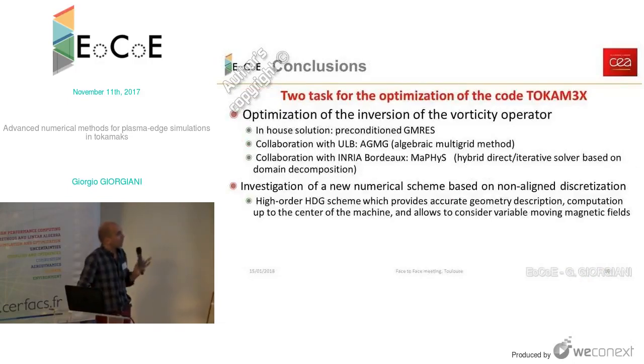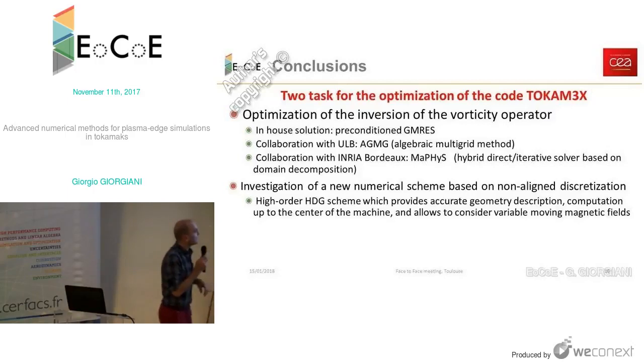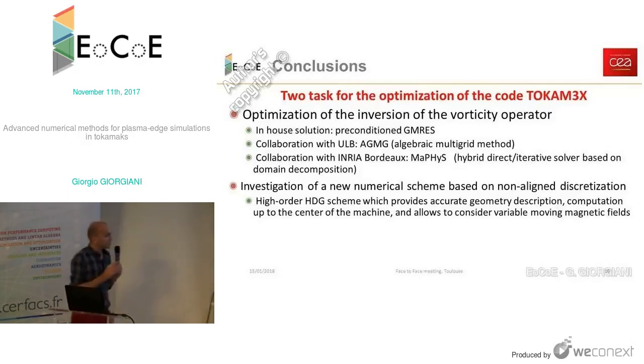To conclude the presentation, I have shown you the two tasks of my research in the ECO project. The first one was the optimization of the inversion of the vorticity operator, with the three solutions that we proposed: preconditioned GMRES, AGMG, and MAFIS. The second was the investigation of this new numerical scheme with its new characteristics: accurate geometry description, computation up to the center, and variable magnetic fields. Thank you.